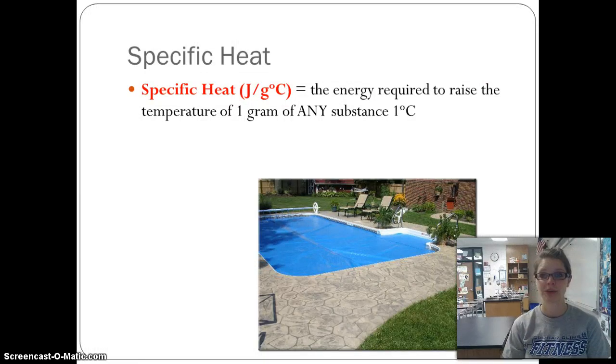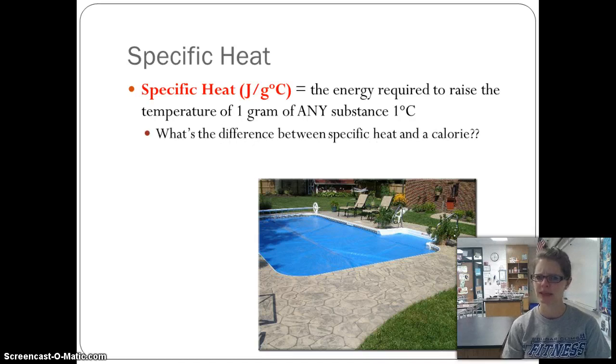Specific heat, check out those fancy units. Specific heat looks at joules, that's the top unit, divided by grams times degrees Celsius. It's kind of like density. Density has 2 parts, grams per milliliter. Well, specific heat has 2 parts also, joules per gram degree Celsius. It's the energy required to raise the temperature of 1 gram of any substance 1 degree Celsius.